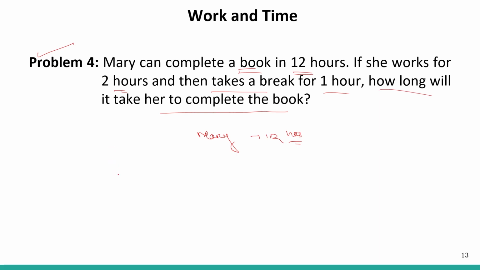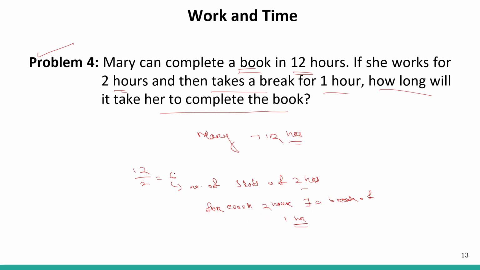If Mary can complete a book in 12 hours, how many 2-hour slots does she need? 12 by 2 is equal to 6, so 6 number of slots of 2 hours. Since she works for 2 hours and then takes a break of 1 hour, for each 2 hours there exists a break of 1 hour.